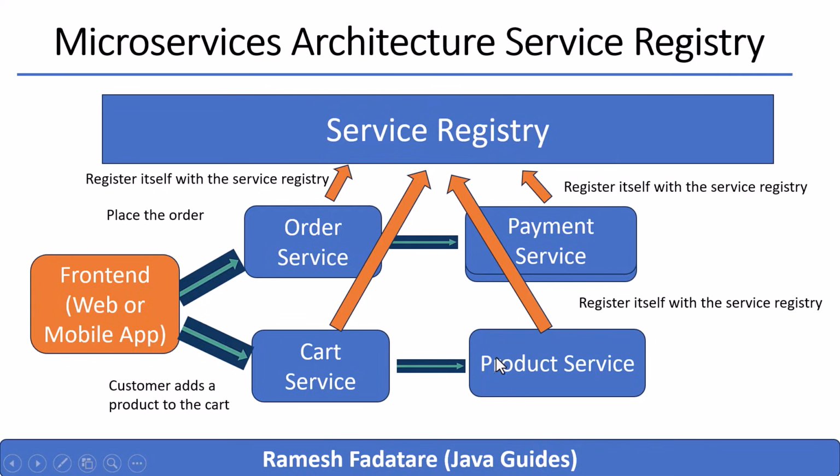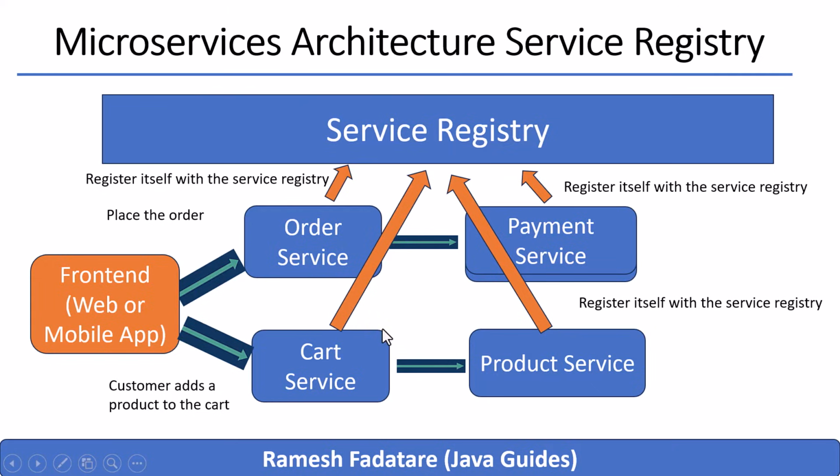Later, the customer proceeds to checkout. The order service is triggered. It needs to charge the customer's card, so it reaches out to the payment service. Again, it doesn't hard code anything. It asks the registry for the location of the payment service, connects to it, and completes the payment. All of this happens in real time and every service stays decoupled. No one needs to know where anyone else lives. They just ask when they need to.